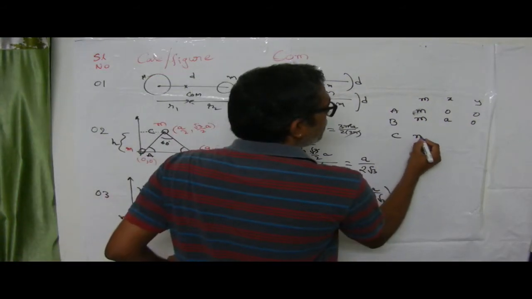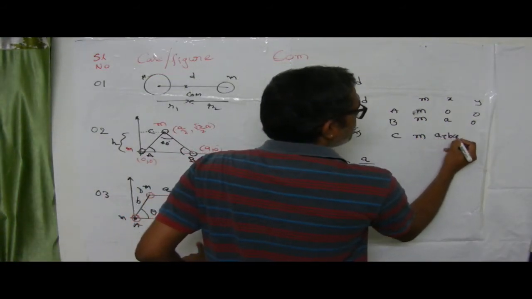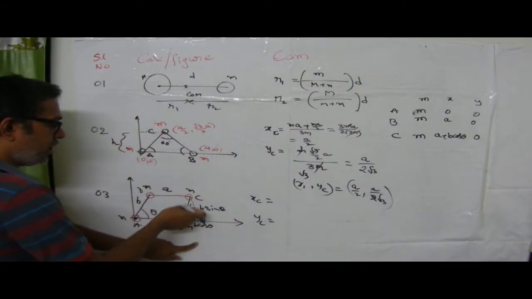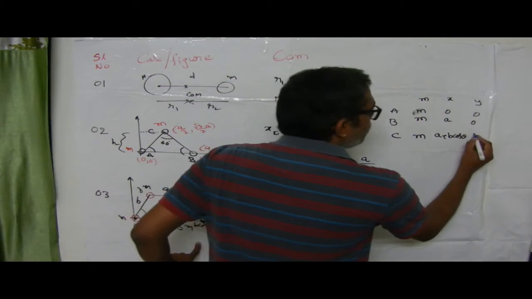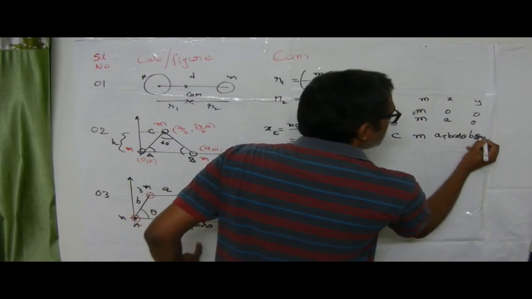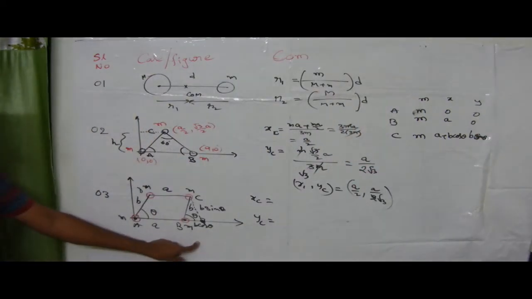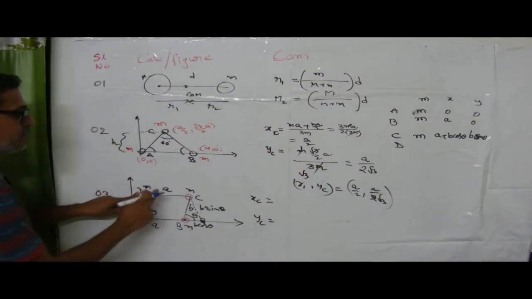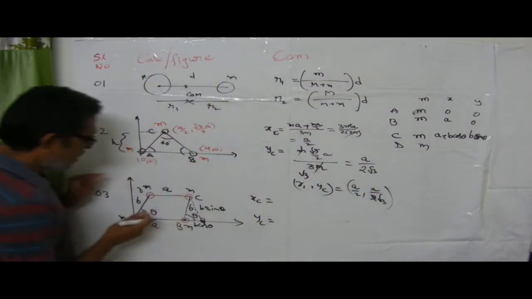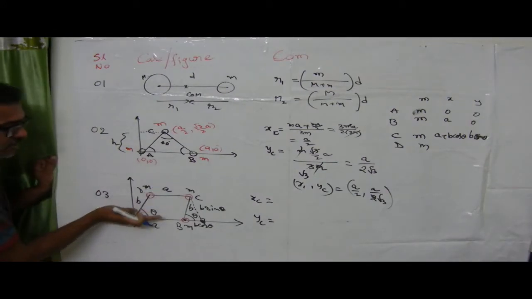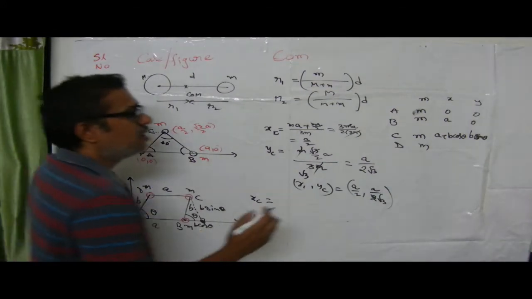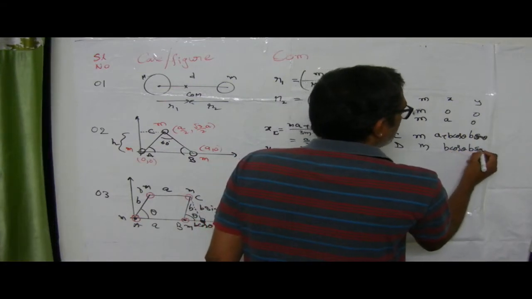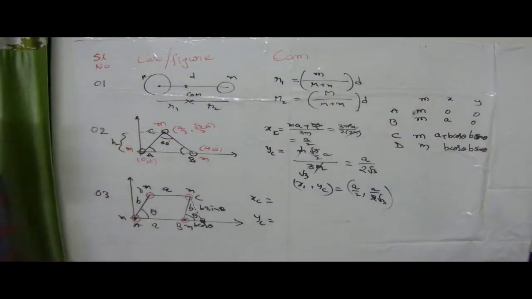Therefore, for C, mass m, a plus b cos theta is the x coordinate, and the y coordinate, from here to here the height is b sin theta. Next, consider point D. Point D simply contains mass m. Now we resolve this b into b cos theta and b sin theta. Therefore, we can write b cos theta as well as b sin theta.